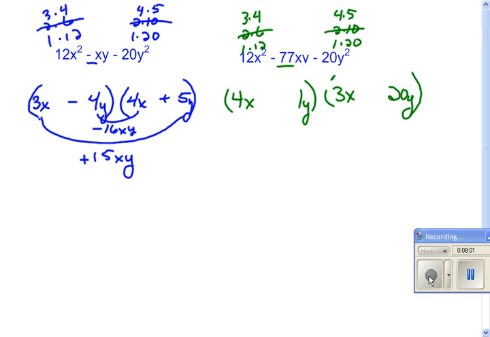And then we check underneath. Here's a 3xy. Here's an 80xy. Can I get those to differ by 77? You bet. If I have a negative 80 and a positive 3, I will get a negative 77xy. So my negative is going to go with the 20 and my positive is going to go with the 3.